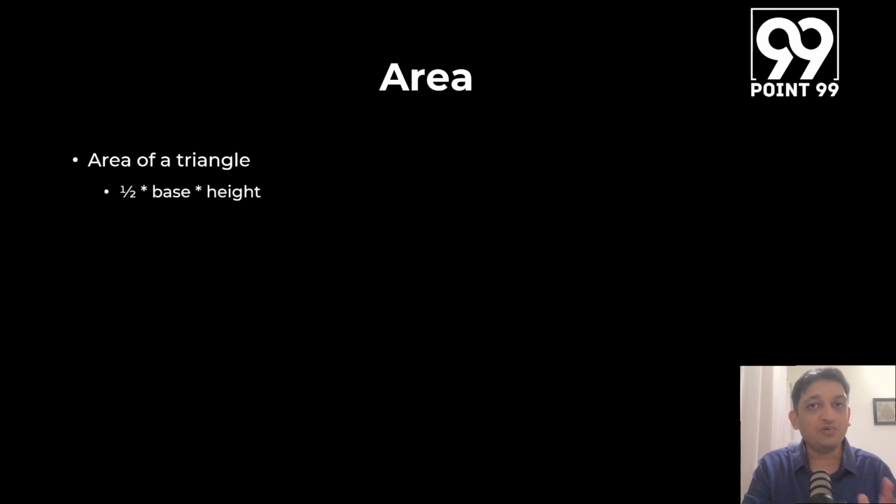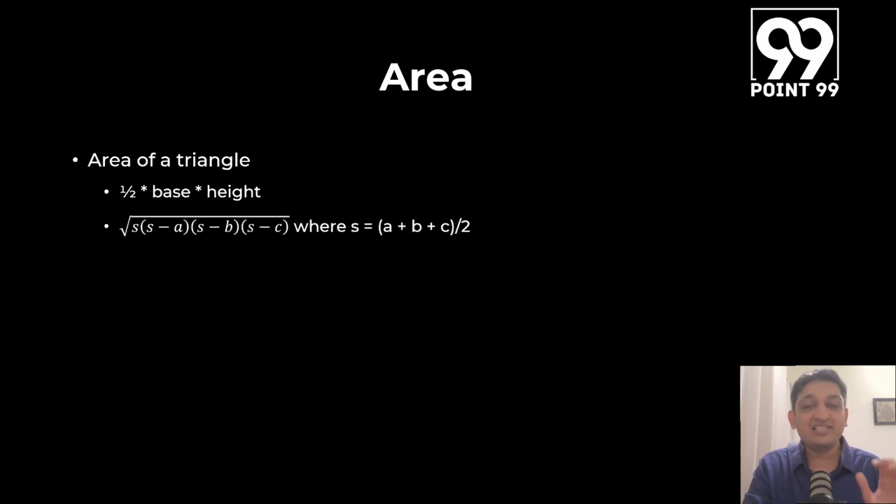So I'm sure all of you know this basic formula pertinent to the area of any triangle, wherein the area will be given by half into base into height. The second formula is also a well-known formula called Heron's formula, which is root of S into (S minus A) into (S minus B) into (S minus C), where S is the semi-perimeter, or (A plus B plus C), the sum of lengths of the 3 sides of a triangle, divided by 2.